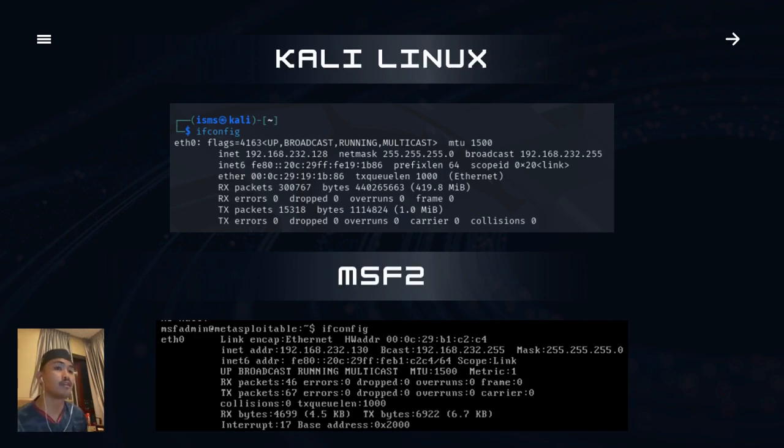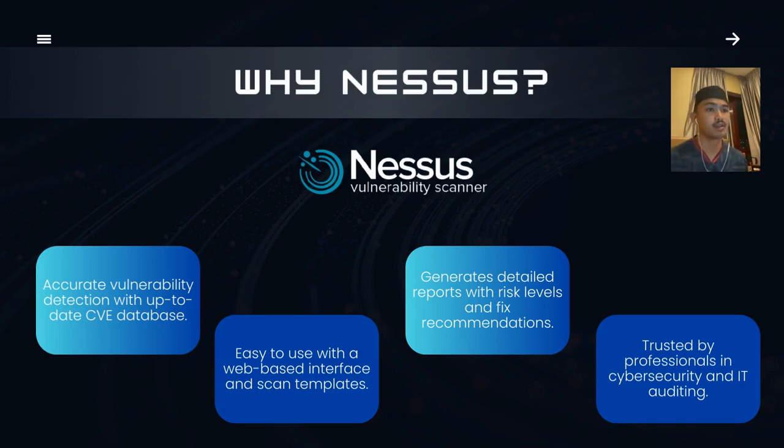Next, we have created a local test environment using Kali Linux and the Metasploitable 2 machine inside VMware. As we can see here, we have run the command ifconfig on both machines so that we will know the IP address of each machine. In Kali Linux, the IP address is 192.168.232.128. For Metasploitable 2, the IP address is 192.168.232.130.